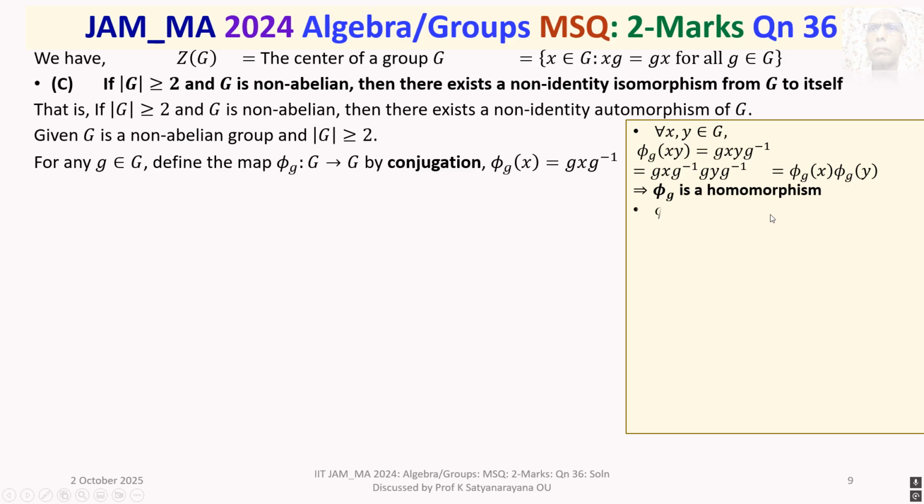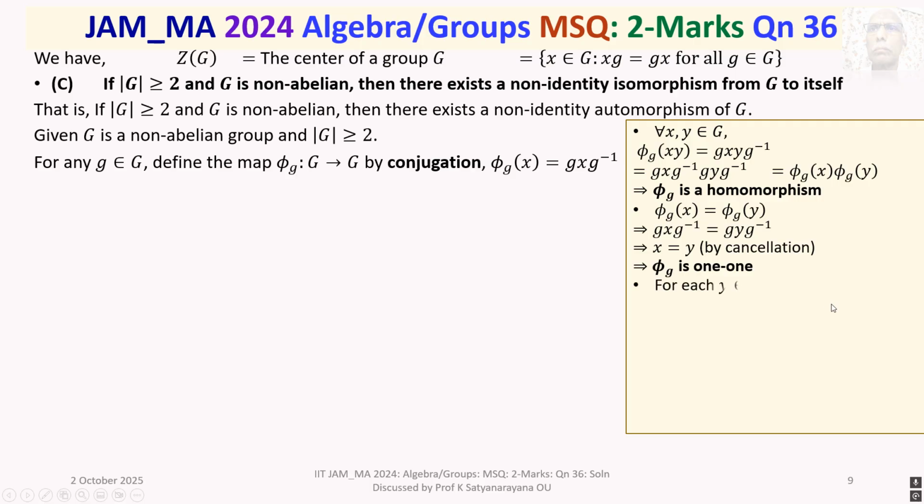It's very easy to see phi_g is one-to-one. phi_g of x equal to phi_g of y will imply g x g inverse is equal to g y g inverse by definition. By pre and post cancellations, we get x is equal to y, and this will tell you that phi_g is one-to-one.